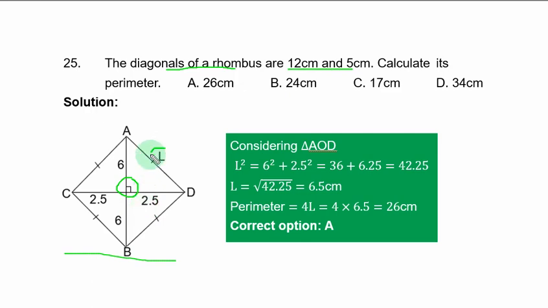So let's get one side. We'll consider triangle AOD. The point of intersection is O. By Pythagoras rule, you have the length L squared is equal to 6 squared plus 2.5 squared, and that is 36 plus 6.25, and you have 42.25. To get L, you take the root of 42.25, and that is 6.5. The perimeter becomes 4 times L, that is 4 times 6.5, and you have 26 centimeters. A is the correct option.